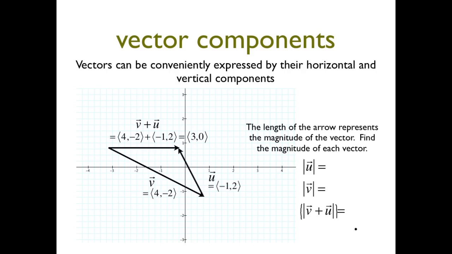Okay, so what about v plus u? If you understand vectors, there's nothing to do, because we know that it's a change of 3 in the horizontal direction, no change in y, so it's just simply 3. Just write it down.